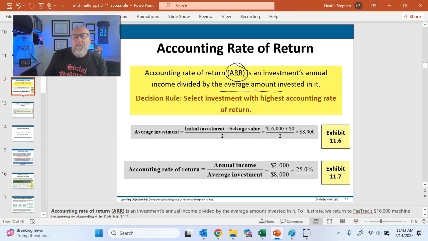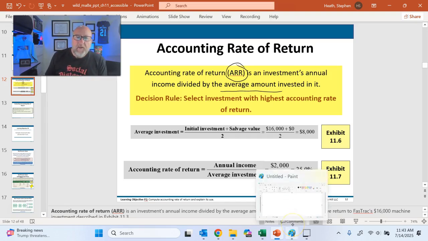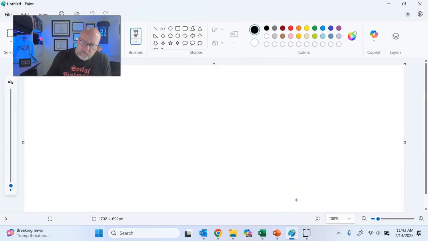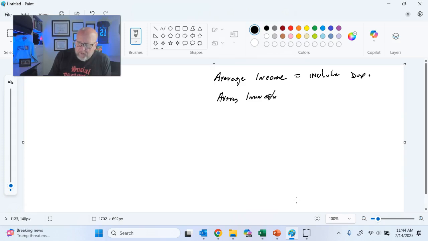So the average amount invested. Okay, so again, average income, let's just be clear that includes a deduction for depreciation. And then average investment. That formula is going to be the initial investment plus the salvage value, meaning the amount that we anticipate we can get at the end of the asset's useful life, divided by 2.